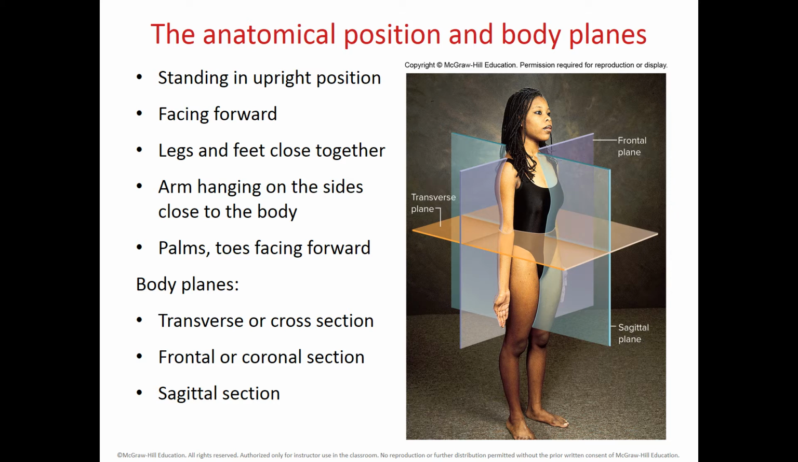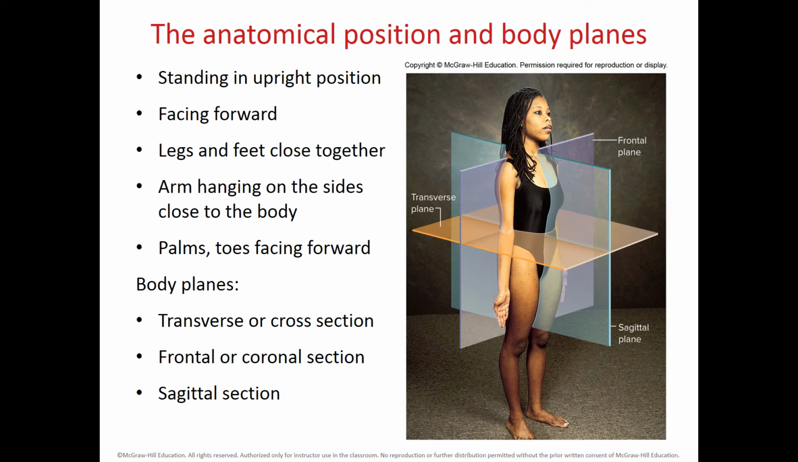Now, based on this anatomical position, you can give terminology or words for how the structures in the body are located. Anything that is in the front, for instance, is called anterior. Anything that is in the back is posterior. Anything that is above is called superior. Anything that is below is called inferior. Anything in the midline is called medial. Anything on the sides is called lateral.